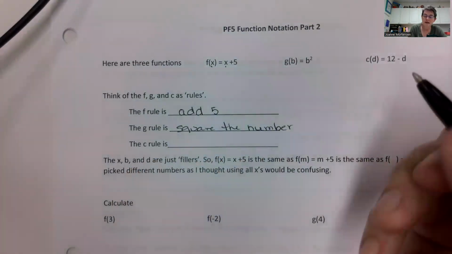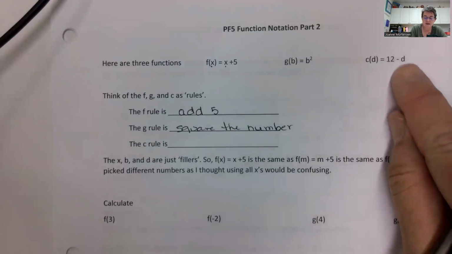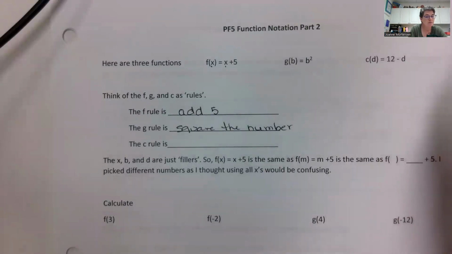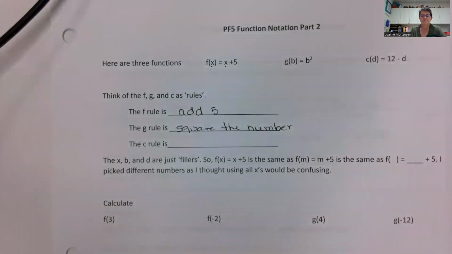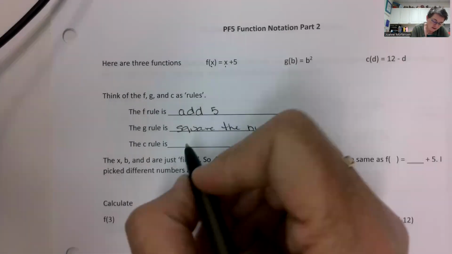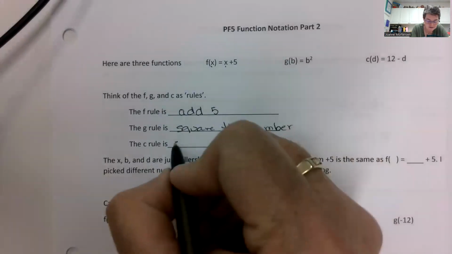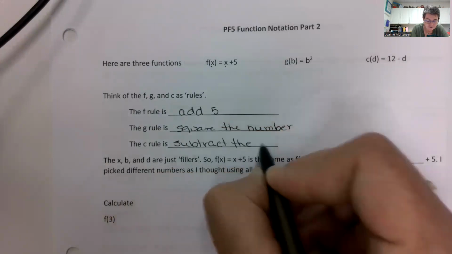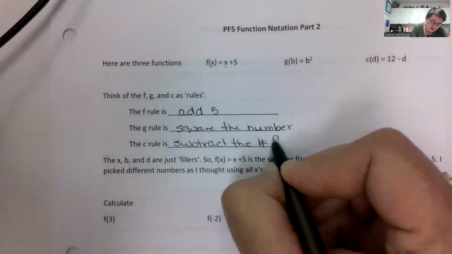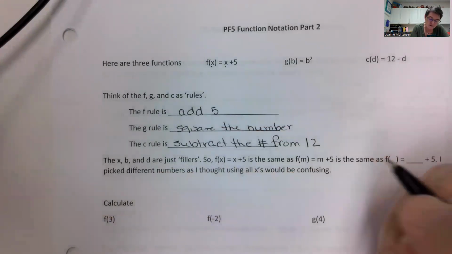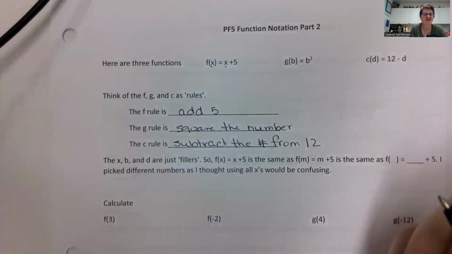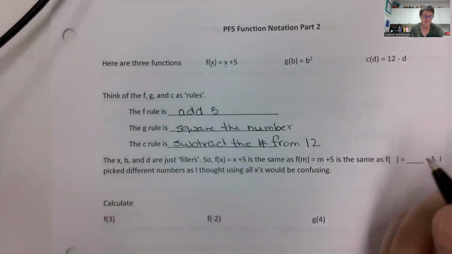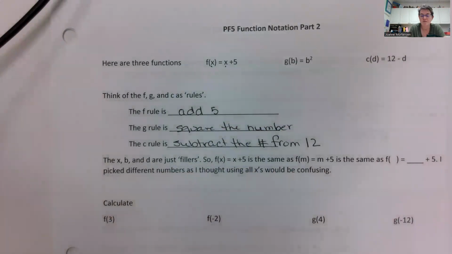Now the c rule, I've got to be careful. Is it the number minus 12 or 12 minus the number? Subtract the number from 12, or 12 minus the number, probably would have been faster. So those are my rules. Whatever number you give me, if you say use the c rule, I'm going to go 12 minus whatever you tell me.